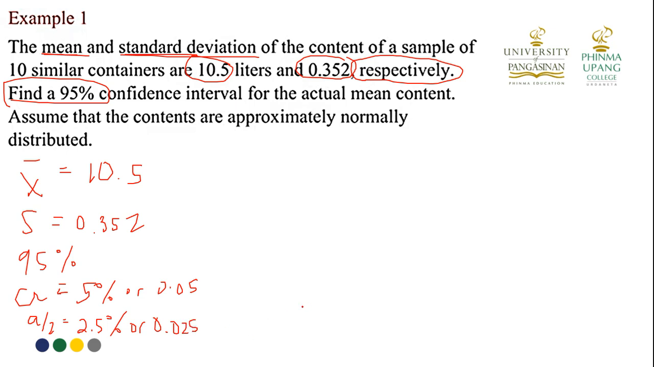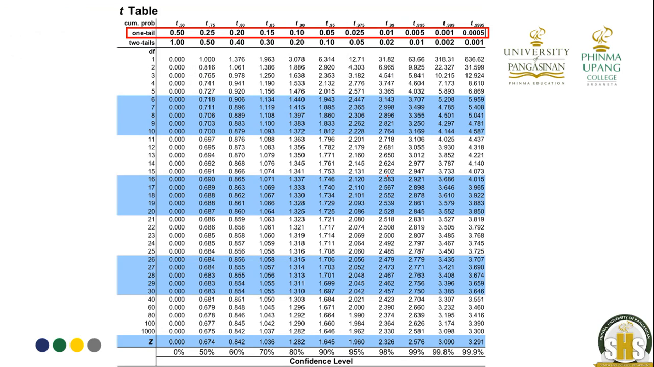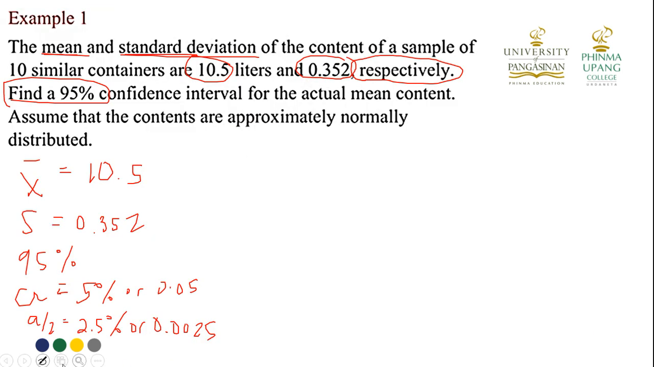So this is 2.5%, or the same as 0.025. Let me check: 5% divided by 2 in decimal, is it 0.025 or 0.0025? What is the answer? I had an extra zero. Yes, 0.025. So if it is alpha all over 2, that is one tail. This is two tail, and this is one tail.